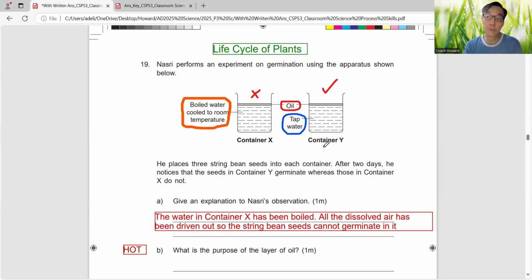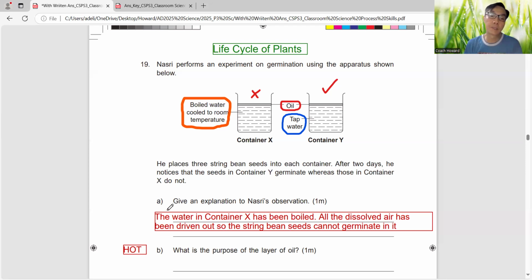So the first W is warm. So both have warm. Next, oxygen. Okay, one of them, oxygen is absent. Why? Because when you boil the water, the air has escaped. So this air includes oxygen. So that is the reason why the seeds in container X do not germinate.